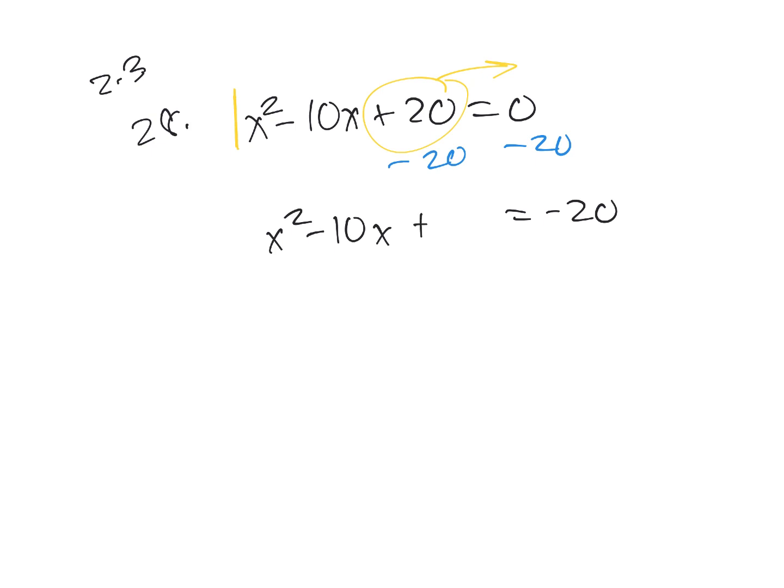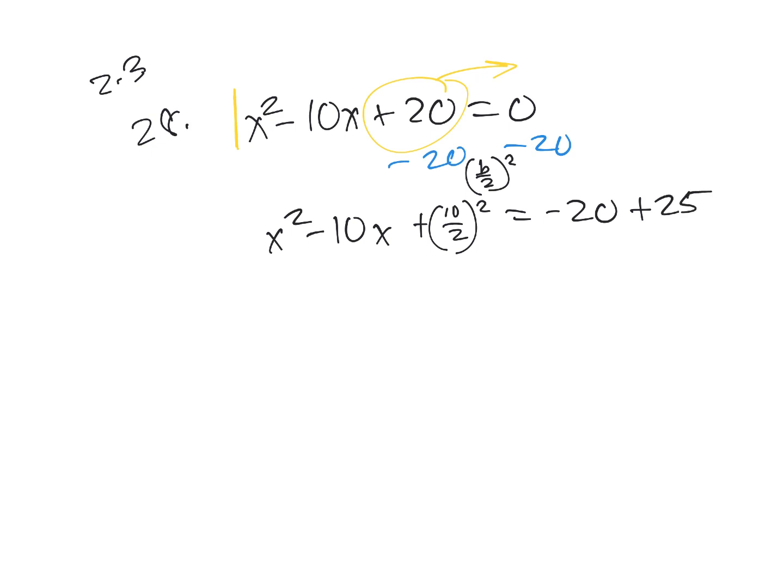So we're going to add b over 2, so b over 2 squared is what we're doing. So b is negative 10, but the positive and negative doesn't matter because you're squaring it, right? So b is 10 divided by 2. So that is going to be 5. 10 over 2 is 5. 5 squared is 25. You're adding 25 to both sides.